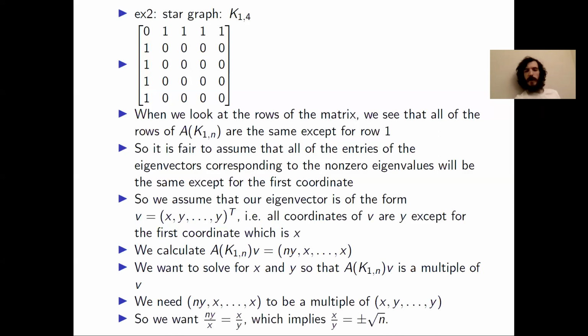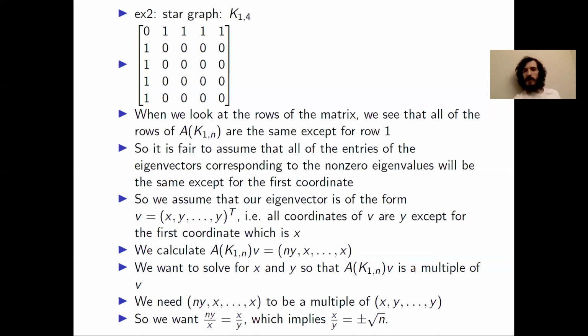So that is what I write in the last bullet point down here. ny over x equals x over y. We can cross multiply, which gives us x squared over y squared equals n. And that tells us that x over y equals plus or minus the square root of n. So this gives us two eigenvectors for the general form of the eigenvector that we guessed. We guessed that our eigenvector would look like x, y, y, y, y, y for some x and y, and we solved for the x and y, and we got two solutions.